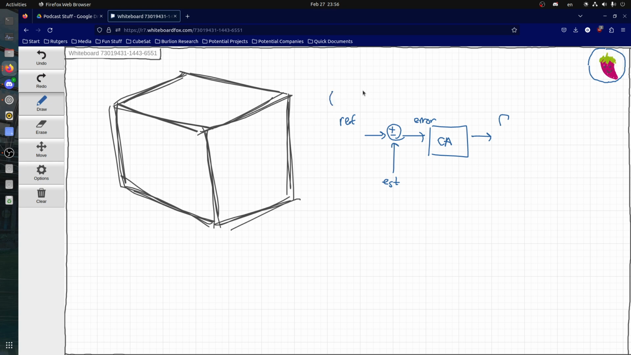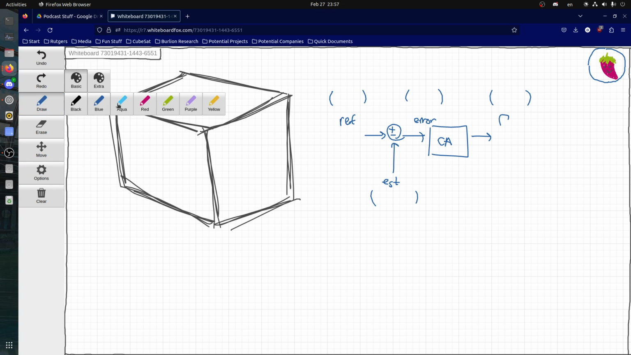Usually this reference is either 4 quaternions or 3 angles. Your estimate is the same thing. You have to find a way to get the error. Usually it's not just a simple plus minus, but you'll get the error from these two values. And then your control algorithm will turn that into a torque, which is 3 values, right? How much do you spin each wheel?